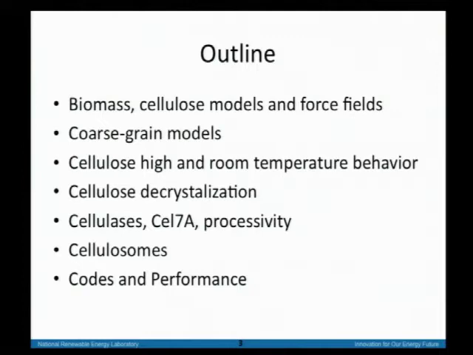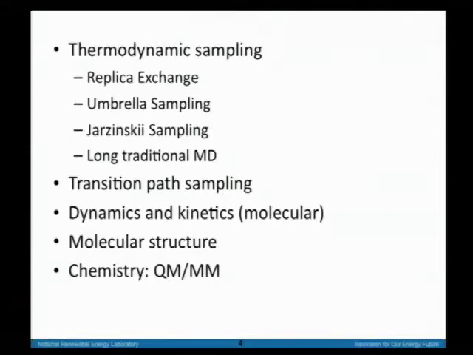And then, of course, the cellulases. We're looking at cellulosomes, and a big component of our effort is into making the codes do what we want them to do to answer the questions we want to answer, and making them perform as well as we can so we can answer those questions as quickly as possible. These are some of the methods that we use.